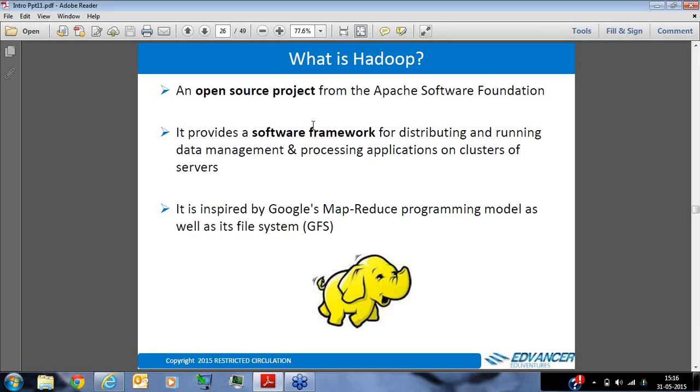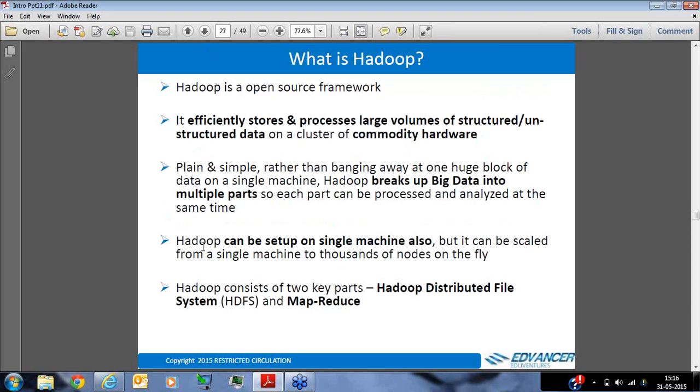Hadoop has actually been inspired by Google's MapReduce programming model as well as the Google File System. What exactly this is, we'll come to in a short while. So what is Hadoop? Hadoop, as I said, is an open source framework. What Hadoop does is it efficiently stores and processes large volumes of structured and unstructured data on a cluster of commodity hardware. What is commodity hardware?